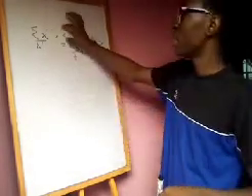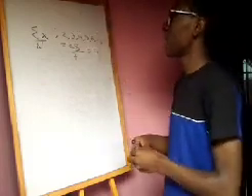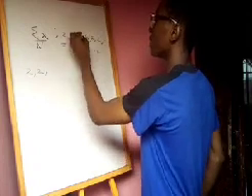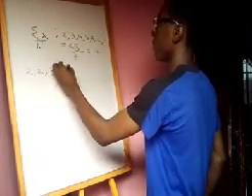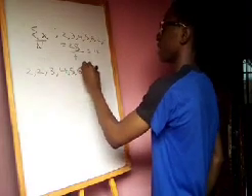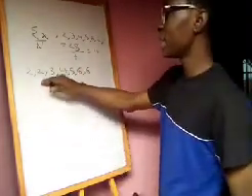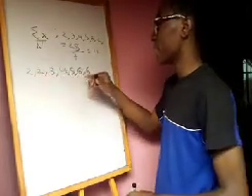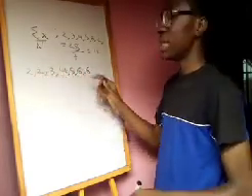Let me arrange this data now. What is the lowest? Starting from the lowest, we have 2, another 2, another 3, another 4, another 5, and another 6. We have another 6. So when we arrange this in order of magnitude, we'll have 2, 2, 3, 4, 5, 6, 6. We still have 7 data.